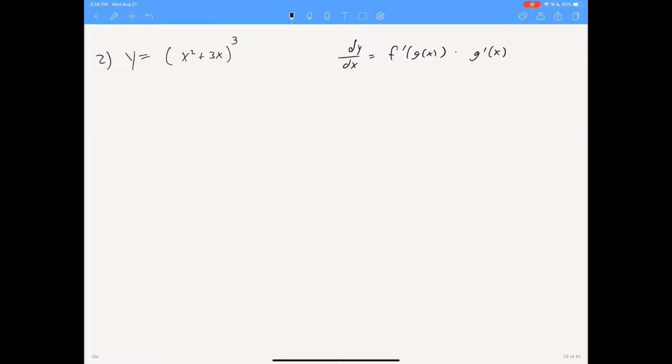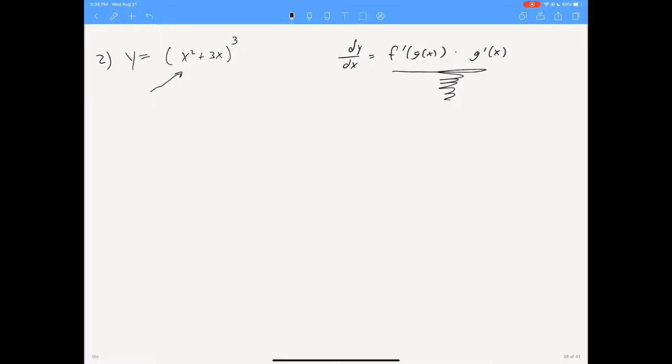So our next example will use the second version of the chain rule. That means we'll use this formula on our right-hand side: f prime of g of x. So we'll take the derivative of the outside function. Let's first identify the outside function and the inside function. A good hint is having parentheses. What's inside the parentheses is usually your inside function.